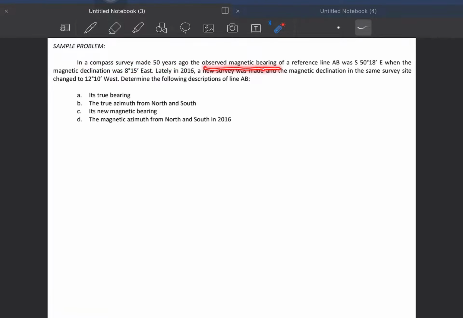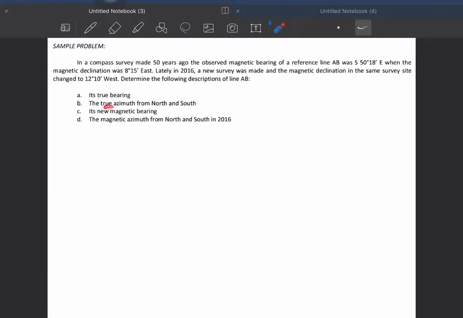In a compass survey made 50 years ago, the observed magnetic bearing of reference line AB was 50 degrees 18 minutes east, when the magnetic declination was 8 degrees 15 minutes east. Lately, in 2016, a new survey was made and the magnetic declination in the same survey site changed to 12 degrees 10 minutes west. Determine the following descriptions of line AB.